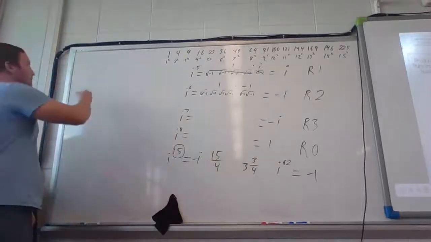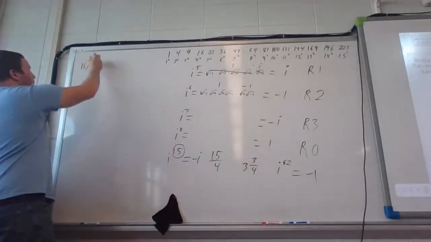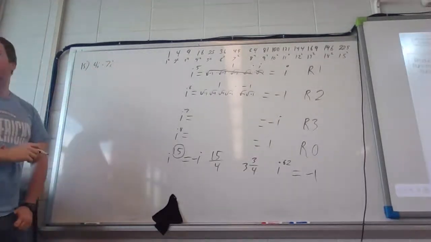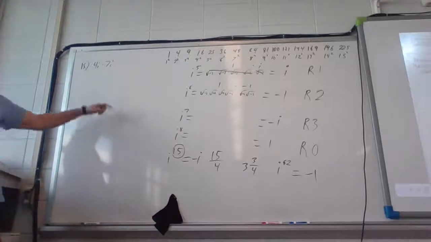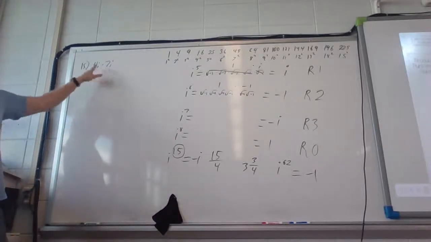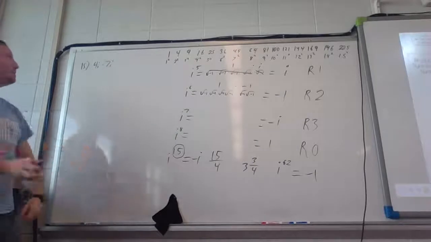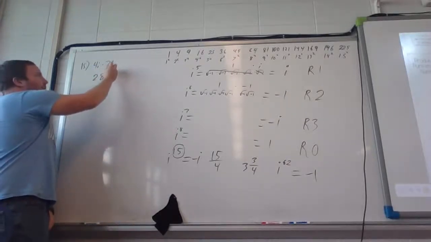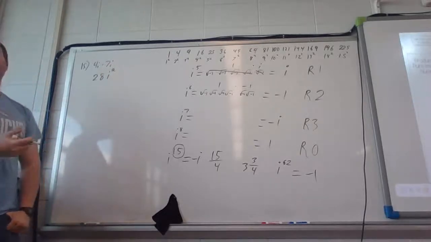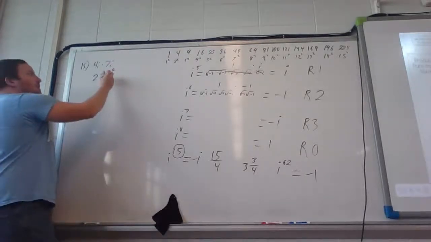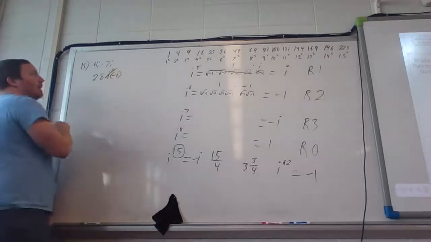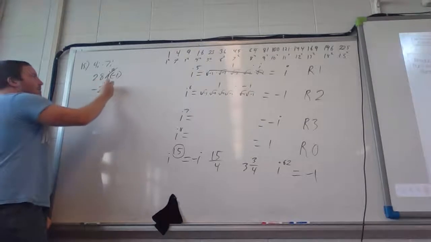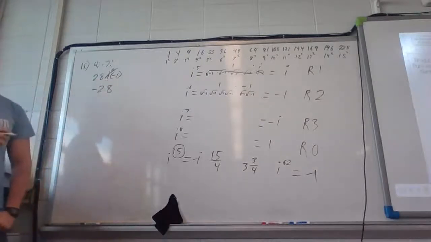So number 15, we have 4i times 7i. We're going to multiply our 2 coefficients together. So 4 times 7, 28. I times i is going to get us an i squared. Remember, i squared is equivalent to -1. So we have 28 times -1, or we get -28.